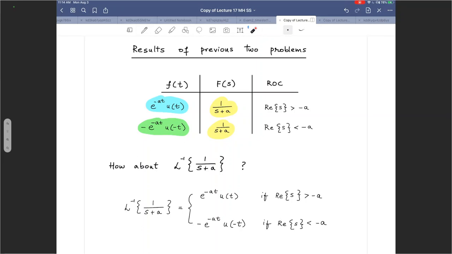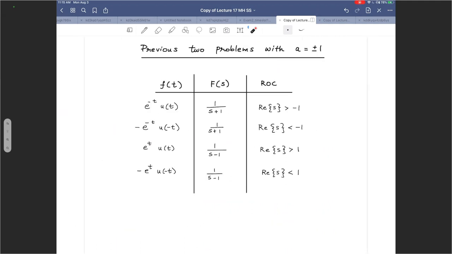I would also like to point out this. e to the negative at u of t is a signal that moves to the right, right? So it does this. And the other one, it goes to the left. So the signal that is right-sided has a region of convergence to the right of the pole, and the signal that is left-sided has a region of convergence to the left of the pole. So keep that in mind as we go through these things.